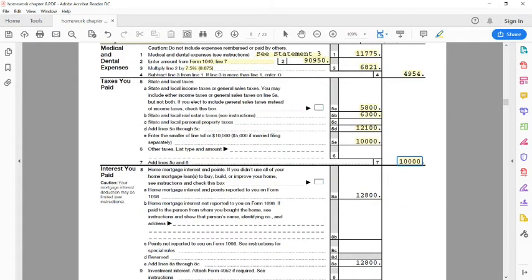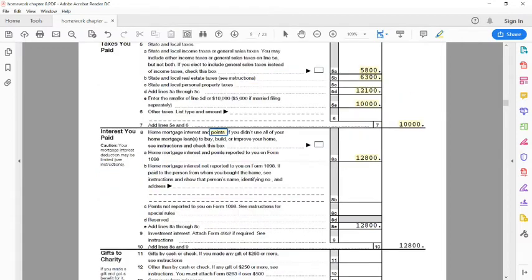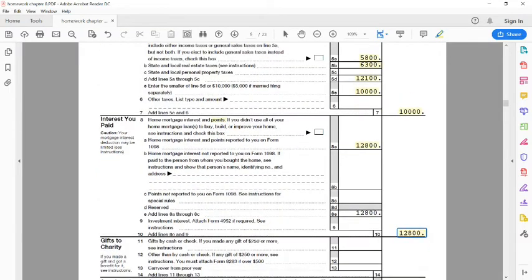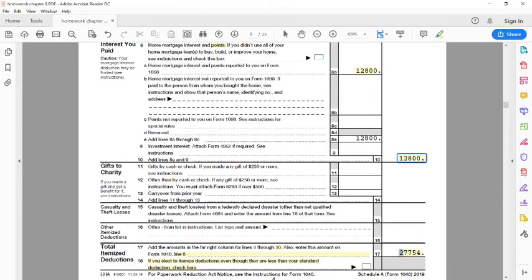Interest was given in the problem of $12,800, interest on the mortgage for the house that they had. We talked about points in class. I hope you'll go back and review what I discussed about points, because they're important, and most people don't remember to take that deduction unless they use a paid preparer. There's our 12.8, and we add together. We again come up to the 27,754. That's our itemized deductions.